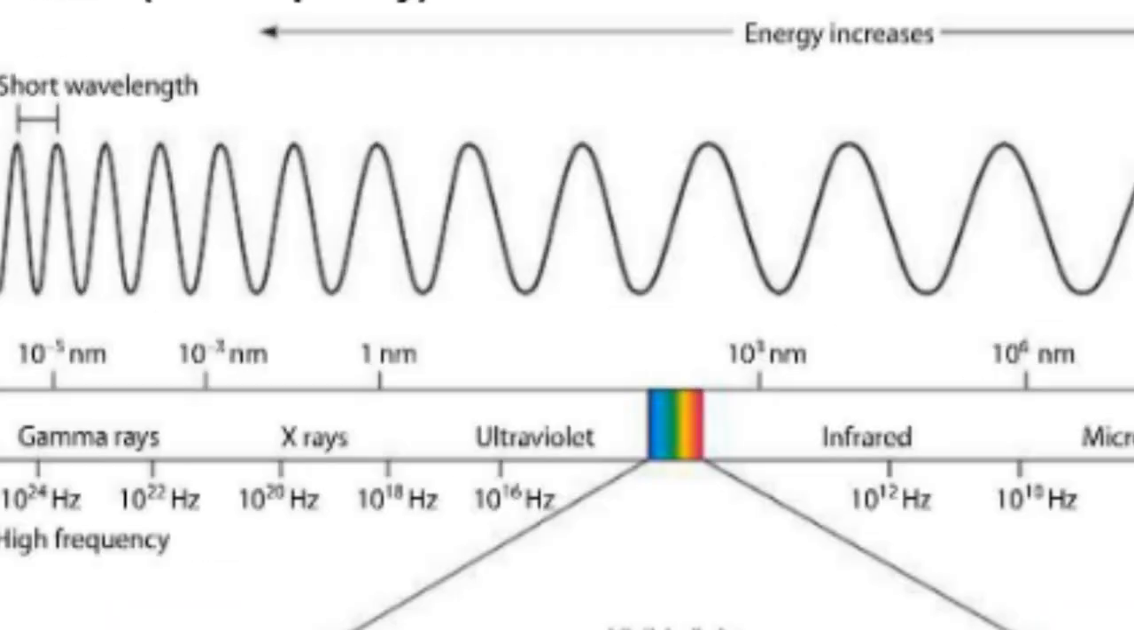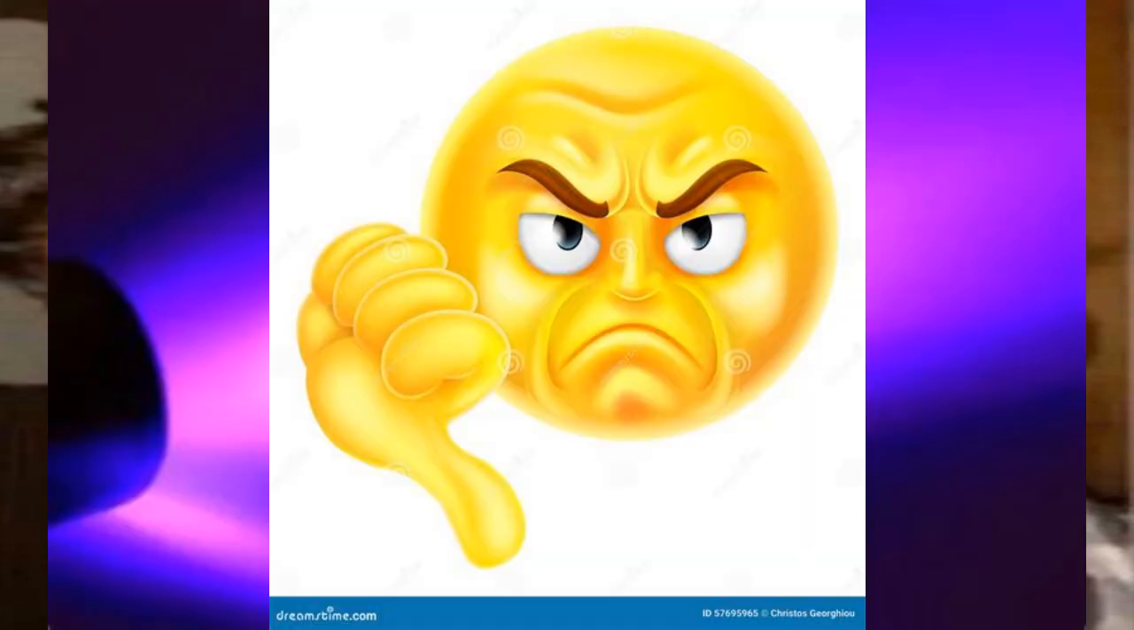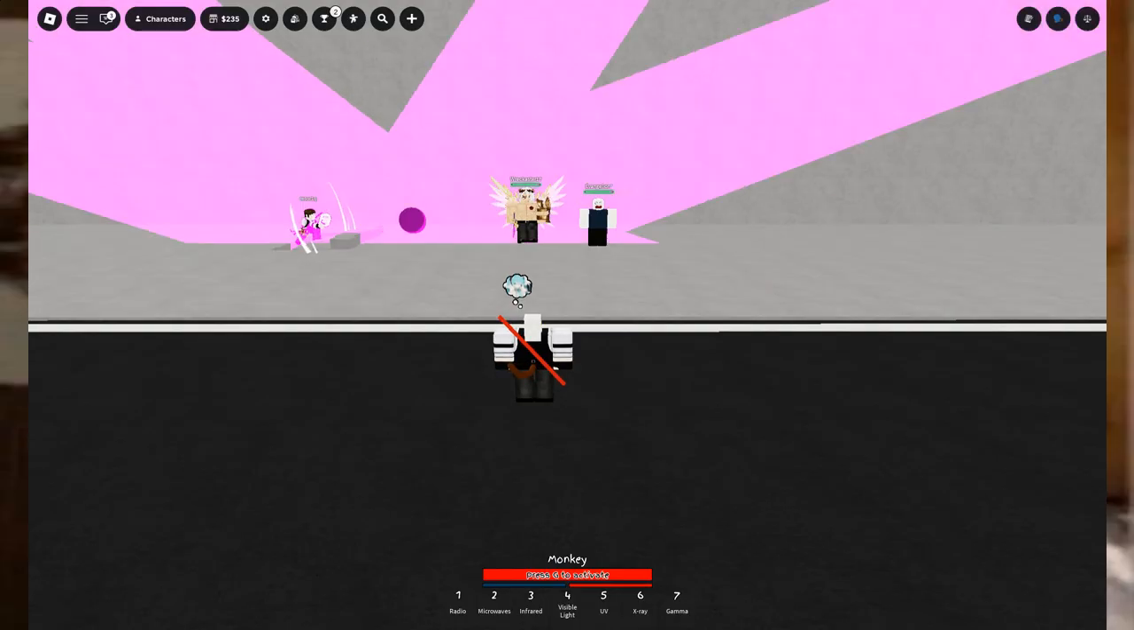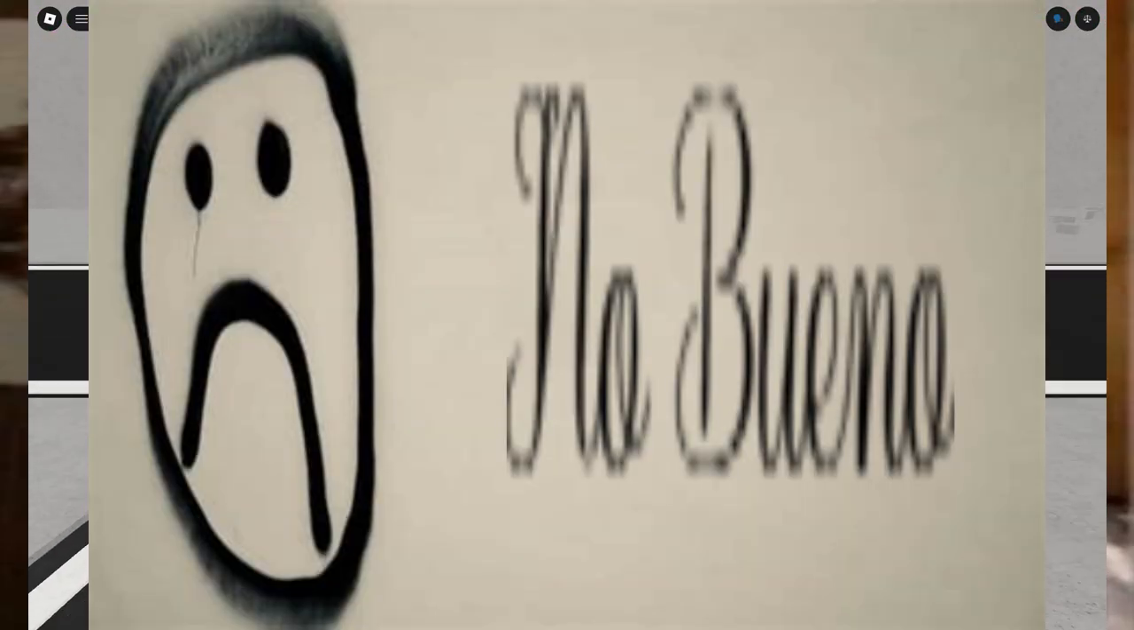These waves only pass through some kinds of air and are blocked by the ozone layer, most glass, and sunscreen. Also, most UV rays are absorbed by your skin cells. Ultraviolet light is harmful and it can cause sunburn, skin damage, and increase your risk of cancer. That's no bueno.